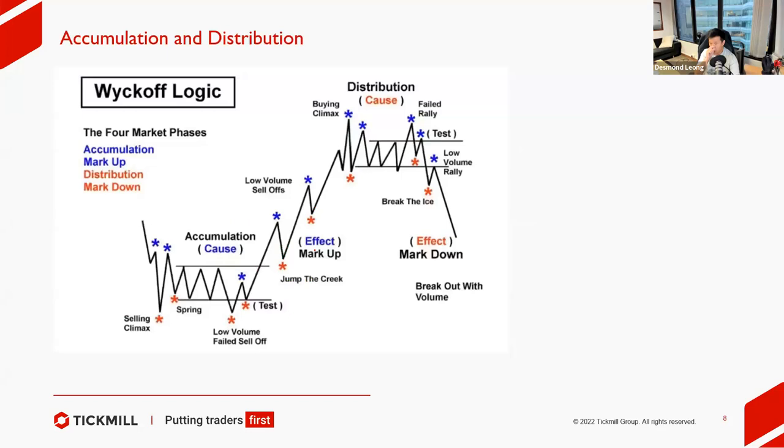So this is the more complex way of looking at it. You have this part here, the accumulation, usually in a little bit of a range, and they have some rules over here. You have a selling climax, which happened before the range, so it went even lower than the range. After it ranges, it has this low volume sell-off where people think it's going to break out. It doesn't break out successfully. People think it's going to go down, but it's a failed sell-off, it bounces up, then it goes up. You look for it to come down, jump the creek, and you look to get in on this part to play the trade.